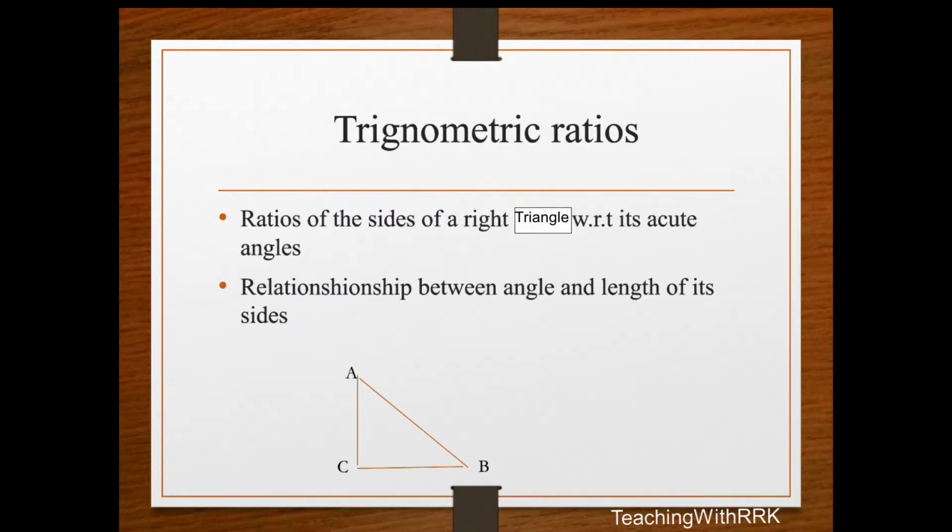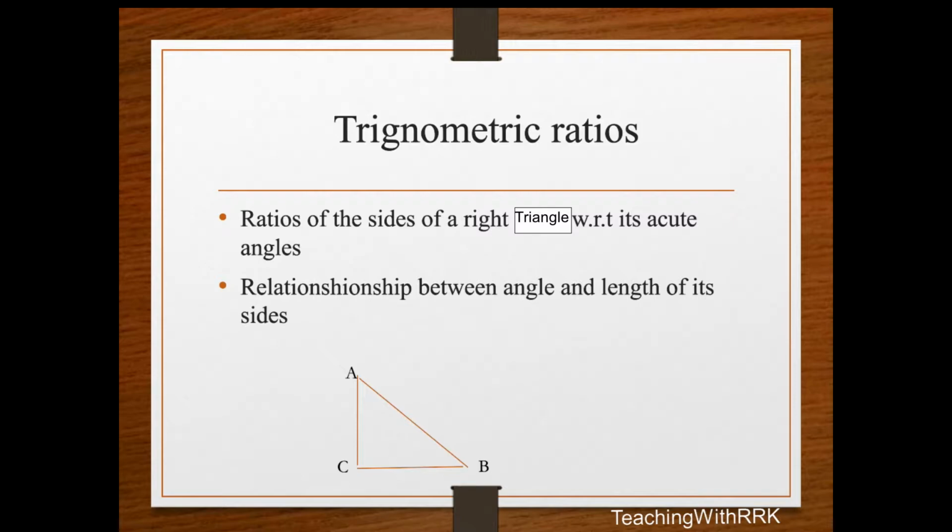First, we can study trigonometric ratios. What are trigonometric ratios? Ratios of the sides of a right triangle with respect to its acute angles. What is a right angle? A right angle means 90 degrees. Acute angles mean less than 90 degrees.